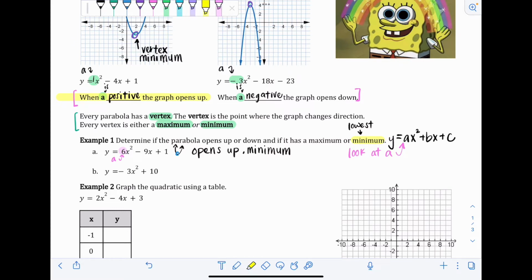And then if we look at b, so y equals negative 3x squared plus 10, notice this looks a little bit different than standard form because it doesn't have a bx term in the middle. That's okay, it doesn't have to, it just has to have the x squared, that's the only thing. So a is the coefficient of x squared, so in this case it's negative 3. So once we identify, we're like, okay, is it positive or negative? Negative 3 is definitely negative, so when a is negative, the graph opens down.